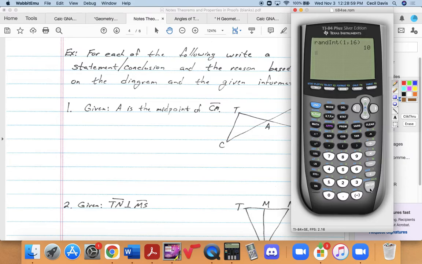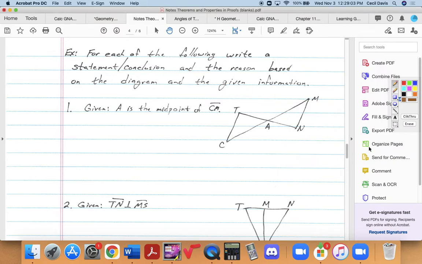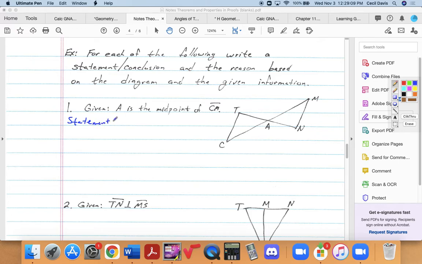All right, can you tell us what you gave for your statement and what you gave for your reason for this? Statement, segment CA is congruent to segment A. Excellent. That's exactly what you should say. And for your reason? Definition of midpoint. Perfect. Yes, sir. It had to be a segment. It did.